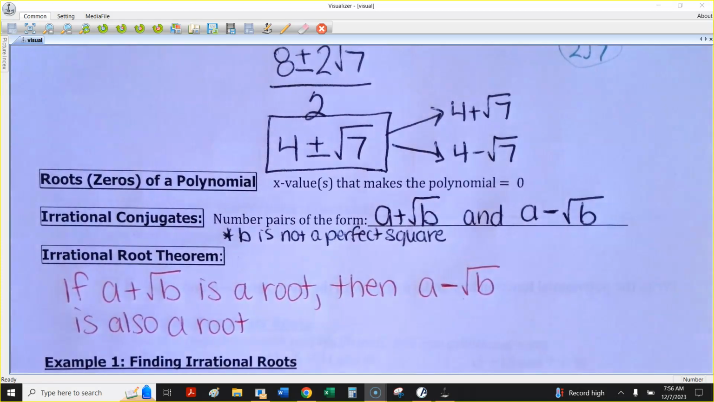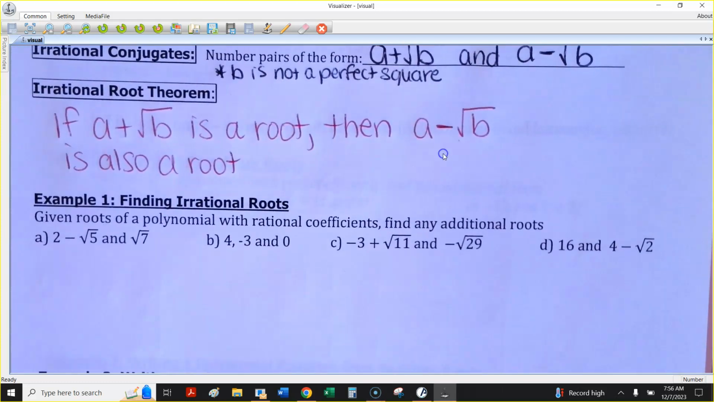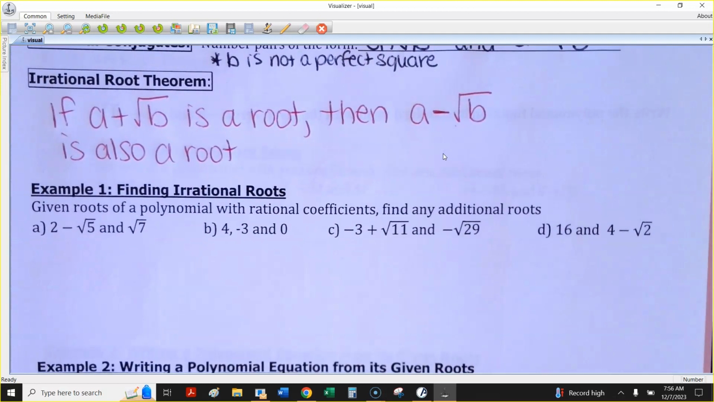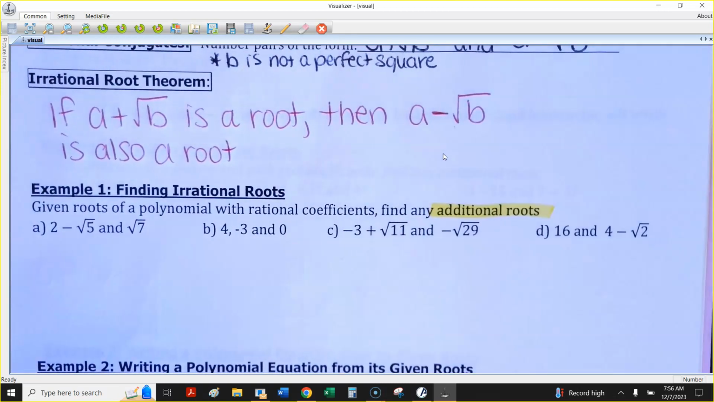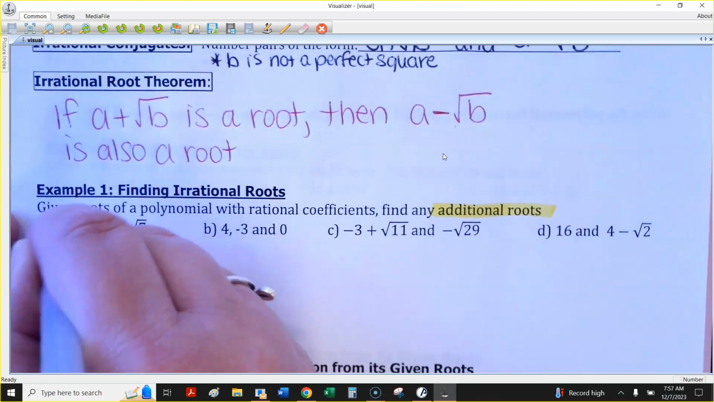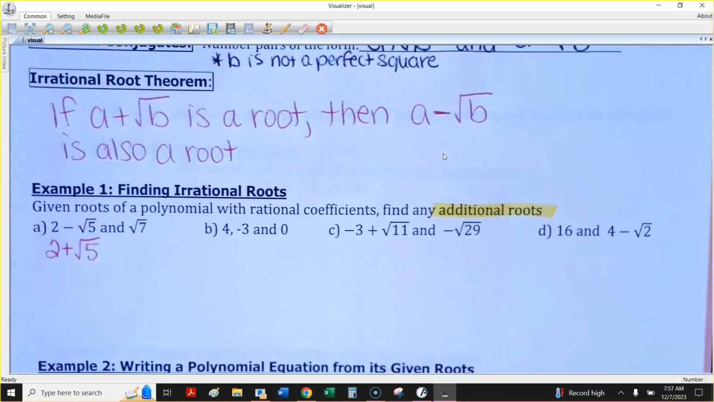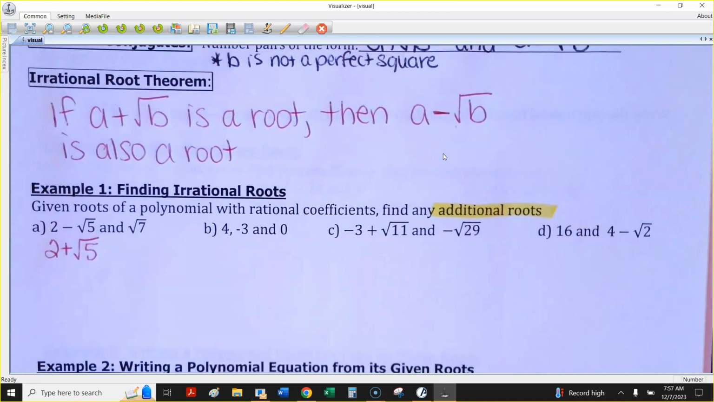Okay, here's how this works. This is going to give you a list of numbers, and it's going to say this is a zero or a root of the polynomial. And then it says find any additional roots. So if you have an irrational number, you can find a conjugate, and then you would automatically have another root. So like this one says 2 minus radical 5, then automatically 2 plus radical 5 would also be an answer, automatically.